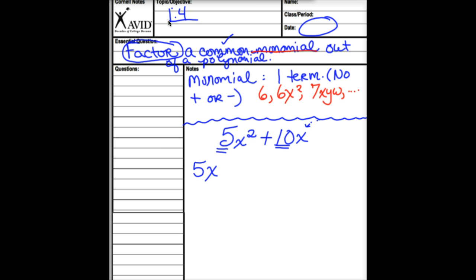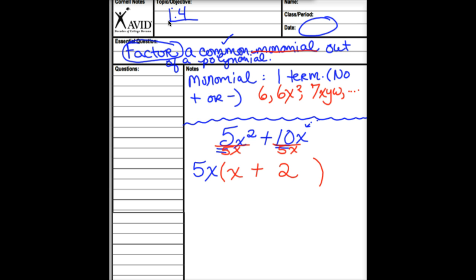So once I determine what I can divide out, that's called my common monomial, what I do is I basically undistribute it, which means instead of multiplying it in like we did in the last section, we're going to divide it out. You might even want to divide it out physically by putting it underneath each term. 5x squared divided by 5x, or when I divide out a 5 and an x, gives me just an x. 10x divided by 5x, the x's would cancel and it gives me just 2.